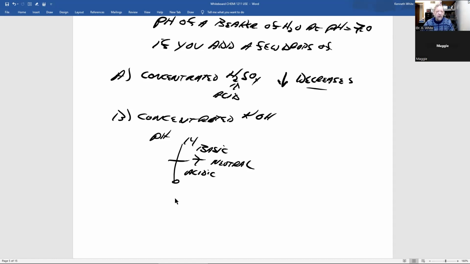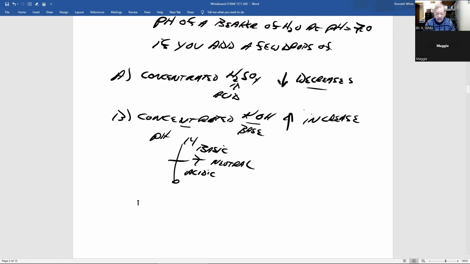Now, what happens when you have a beaker of water and you add some concentrated KOH, potassium hydroxide? You should know this is a base. And when you add a base to water, the pH goes up. So what happens? The pH will increase. And you could show that by arrow up, or the word increase, or it gets larger. So when you add an acid, the solution gets more acidic, the pH goes down. When you add a base, the pH goes up.